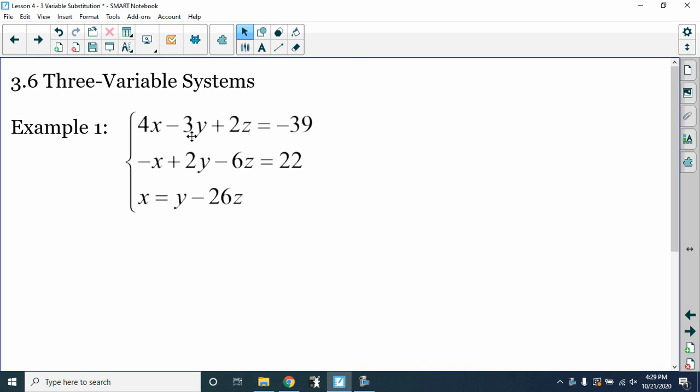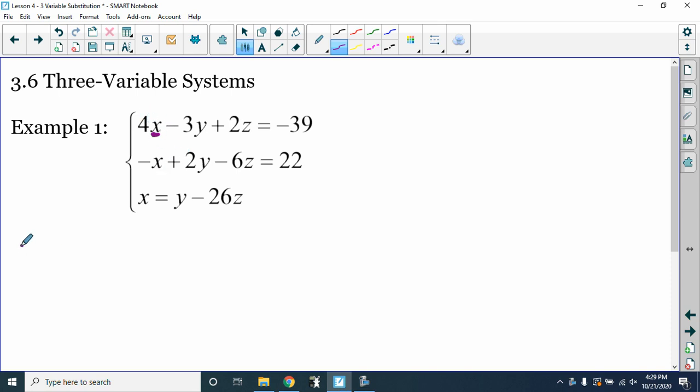We're given 4x minus 3y plus 2z equals negative 39. Negative x plus 2y minus 6z is 22, and x is equal to y minus 26z. So what we're going to do is take what x is equal to and substitute it in for x into one of the equations. I'm going to start with the top equation.